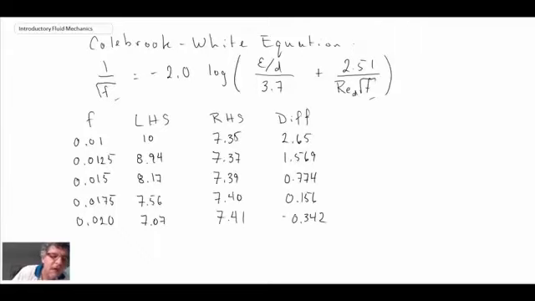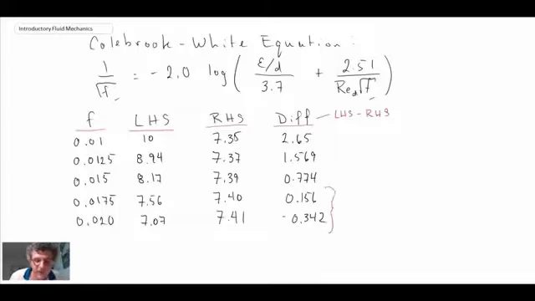Okay, so we have the numbers here. We have our friction factor, the left-hand side of the equation, the right-hand side, and then the difference between the two. So that would be left-hand side minus right-hand side. And so when we get near the root of this equation, we'll have a zero crossing, and consequently the sign of the difference should change. And we see that takes place down here.